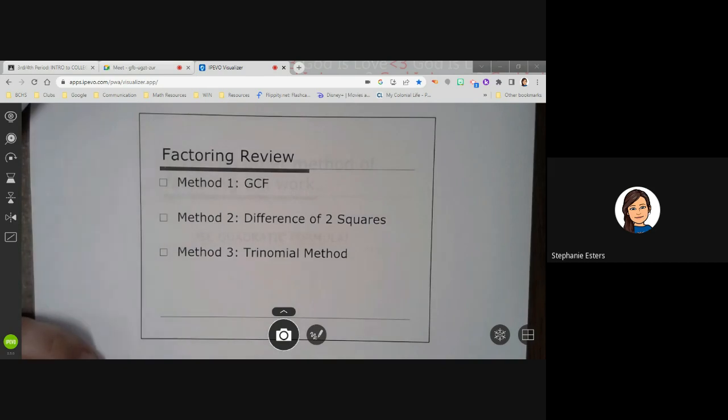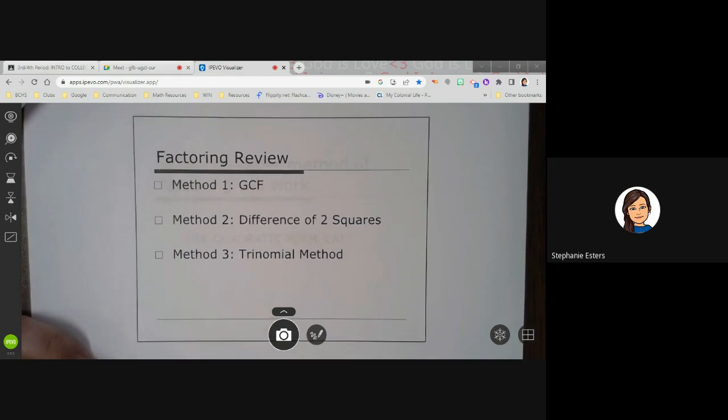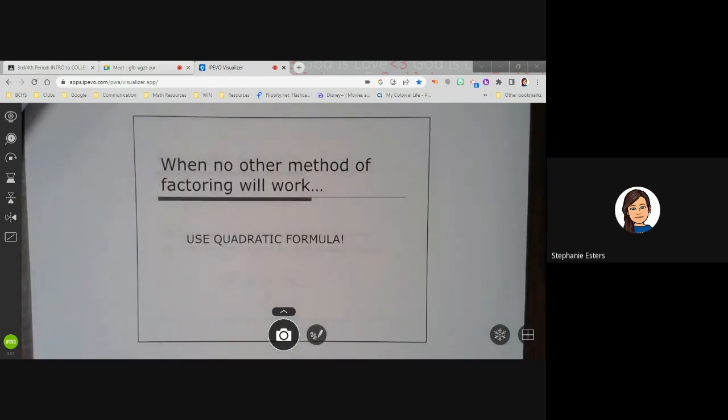Anyway, the reason that we don't do quadratic formula all the time is because it's long and it's hard and it's got a lot of little steps. And some of the answers look a little janky, for lack of a better way to say it, all right? So let me show you what this would look like.